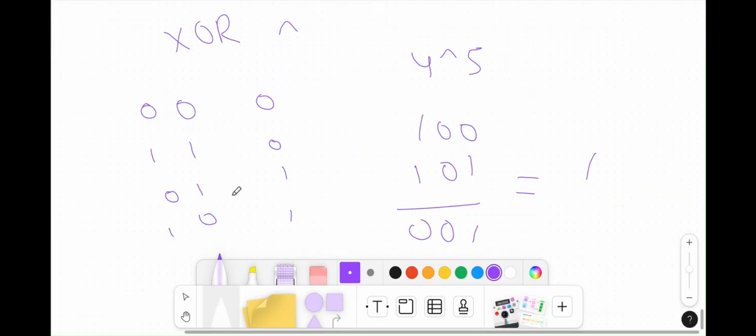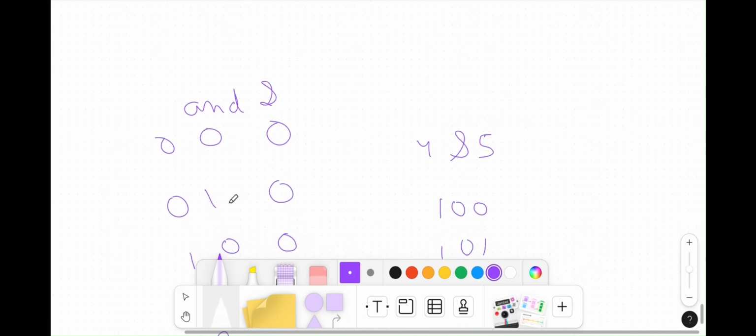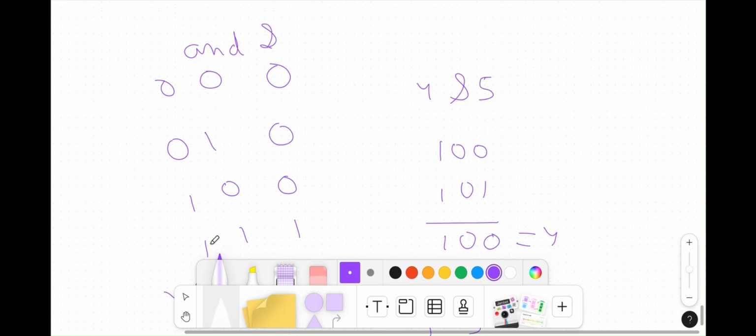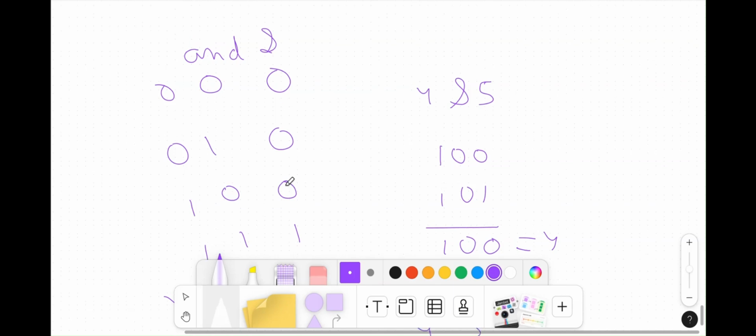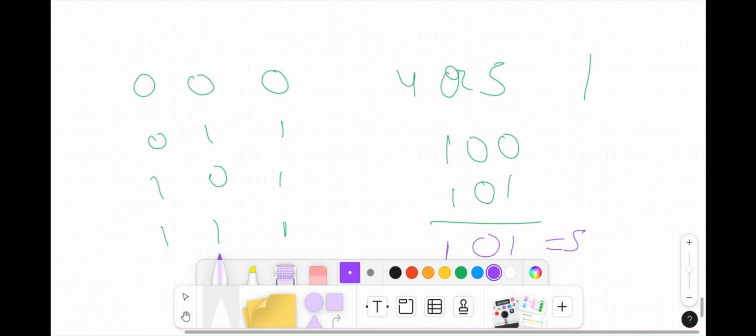All that is important in these 3 operations, AND, OR and XOR, is the truth table. And this is very, very easy. In XOR, if both are same, it is going to be 0. If both are different, it is going to be 1. In AND, if it is 1 and 1, only then it is going to be 1. If both are true, only then it is going to be 1. Otherwise, it's going to be false. In OR, it is going to be false if both are 0. Otherwise, everything is true.